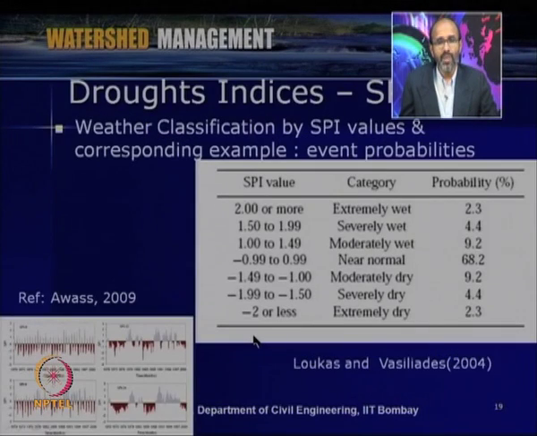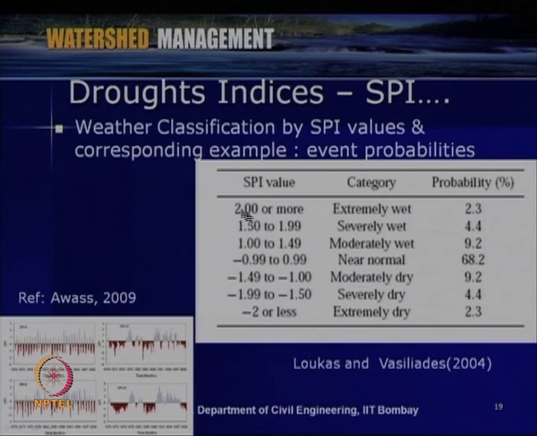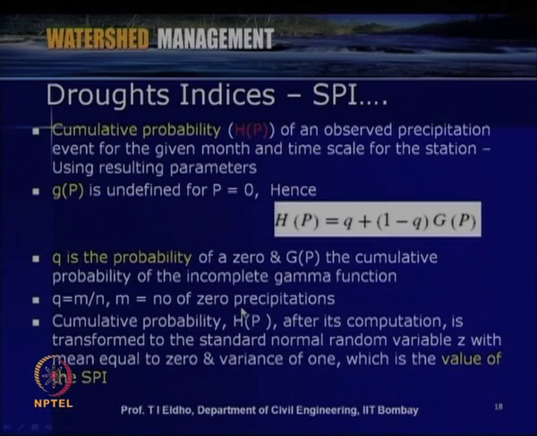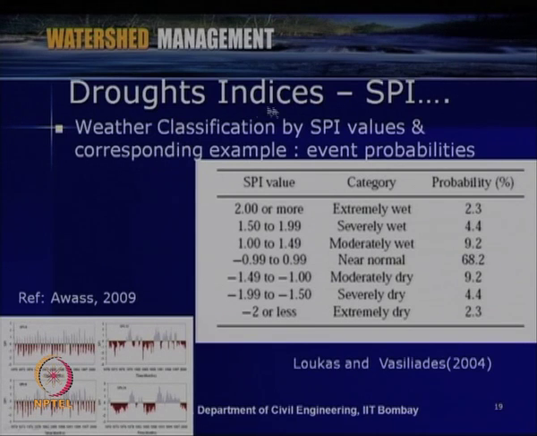Generally, we can calculate the SPI, and then according to the weather classification by SPI values and the corresponding probability of events: when SPI is 2 or more, the category is extremely wet; 1.5 to 1.99 severely wet; 1 to 1.49 moderately wet; minus 0.99 to 0.99 near normal; minus 1.49 to minus 1 moderately dry; minus 1.99 to minus 1.5 severely dry; and minus 2 or less extremely dry.